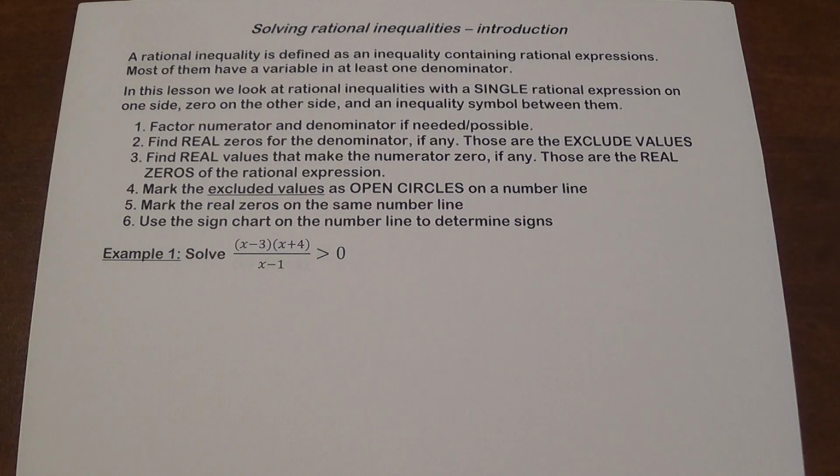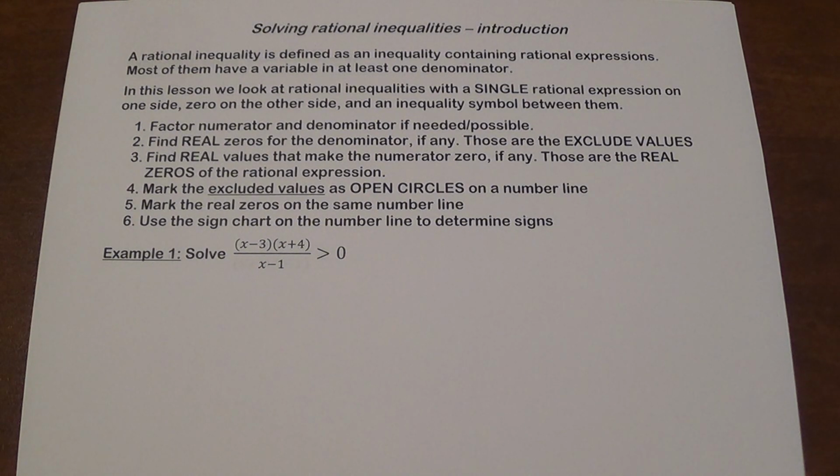Hi, we are going to talk in this video about solving rational inequalities. A rational inequality is an inequality that's going to contain rational expressions, and most of them will have a variable in the denominator. So we're going to take a look at rational inequalities where you have a single rational expression on one side, zero on the other side, and some sort of an inequality symbol between them.